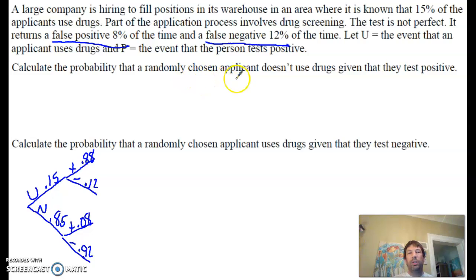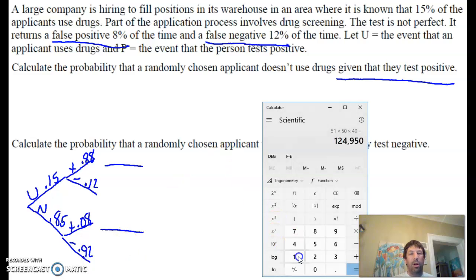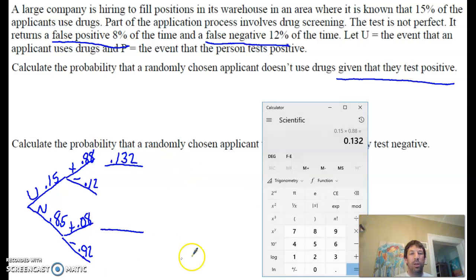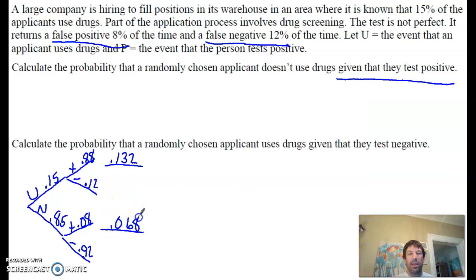So now let's look at what the first part is asking us. Calculate the probability that a randomly chosen applicant doesn't use drugs, given that they test positive. So we start here, given that they test positive. So we're really only concerned with the positive test results, these two branches. So we need to calculate those probabilities. And remember, along a branch, you multiply. So we're going to take 0.15 times 0.88, and that gives us 0.132. And then we're going to take 0.85 and multiply it by 0.08, and that gives us 0.068. So these are the two positive test results.